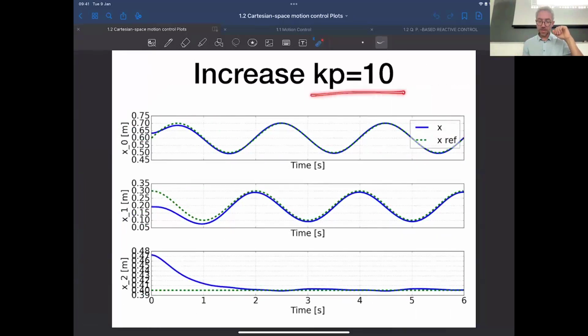So with a gain of 10, which is still not very large, immediately we can see that we are able to get on the reference trajectory within the time frame of the simulation. On the 3 axes, the same happens. So this is a quite good behavior.